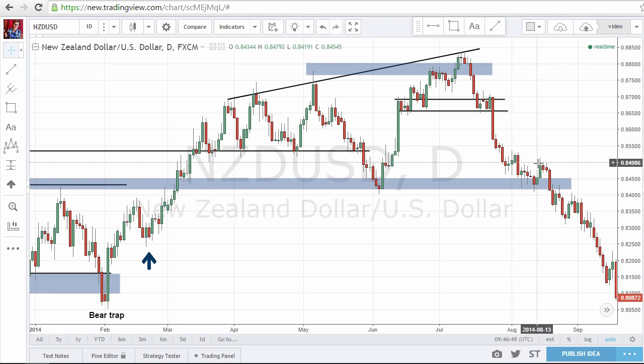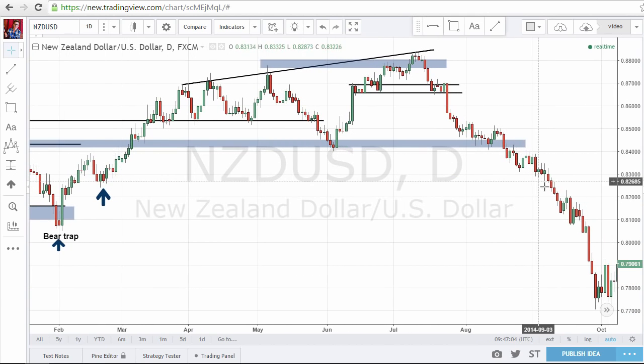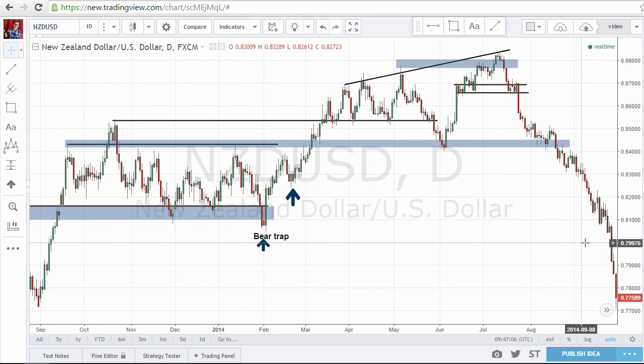We made a lower high, you can see here. And then once we broke it, we came back to retest it. Which is exactly what happened here. We broke it, we came back to retest it, and then we rallied. And what happened here is just the opposite. We retested it, and then we sold off very strongly.